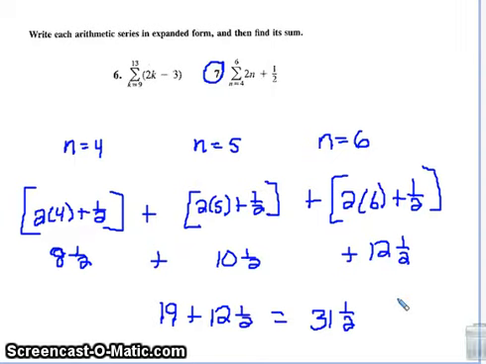So I guess the teacher guide's just wrong. Everybody makes mistakes. The teacher guide said 30 and a half, but I'm getting 31 and a half, because you've got an extra 1 from the 2 halves. Yes, sir.